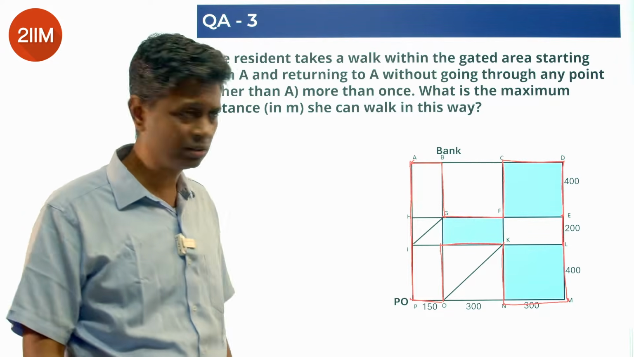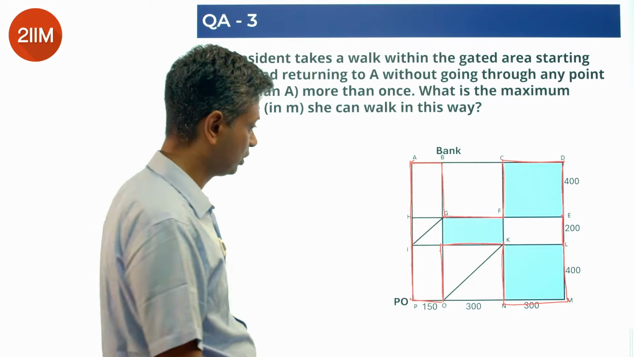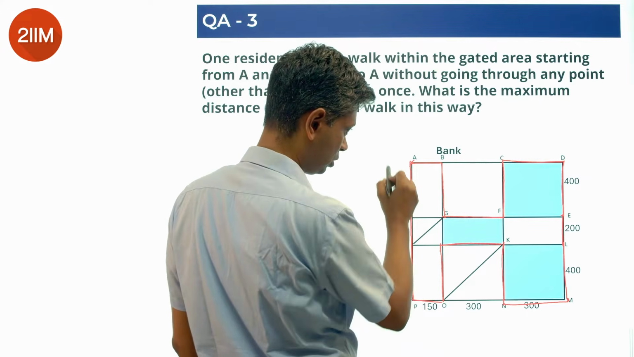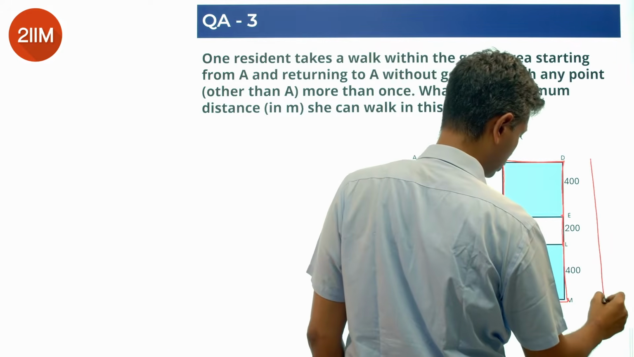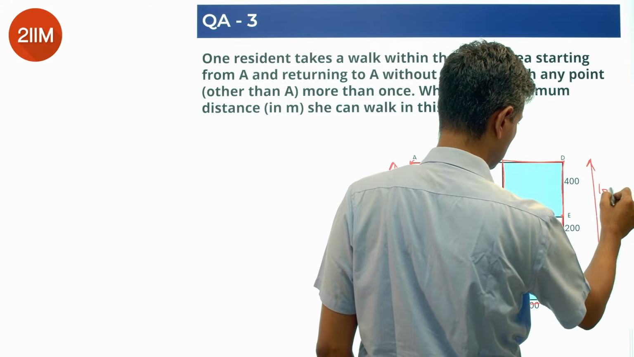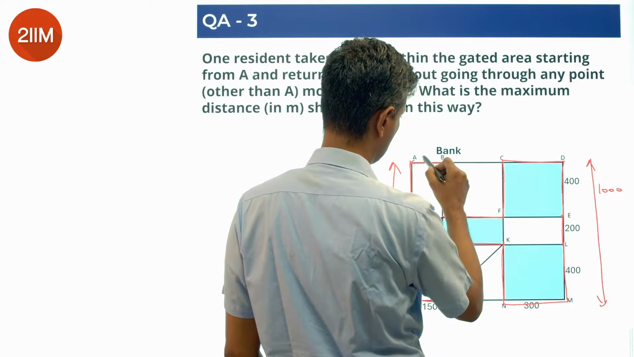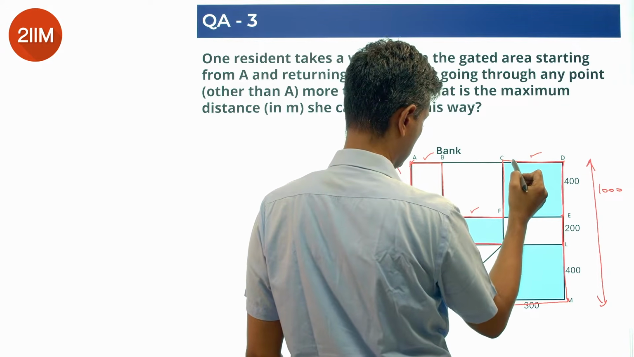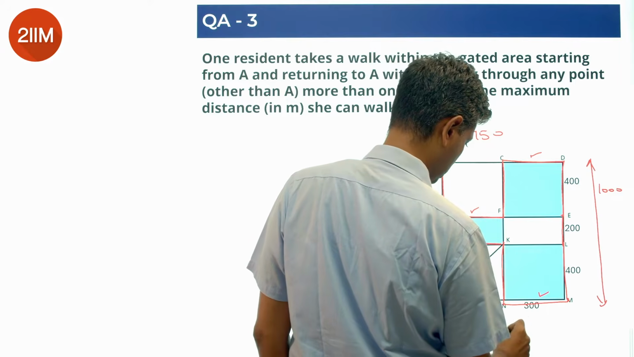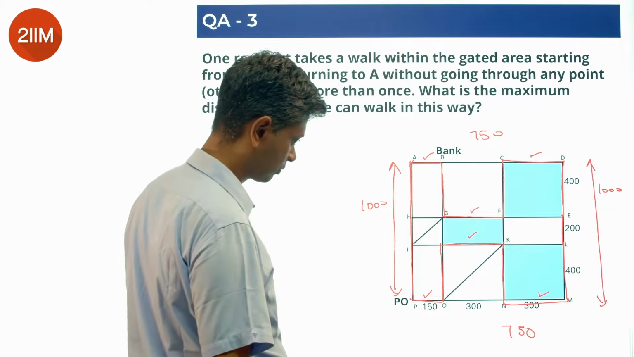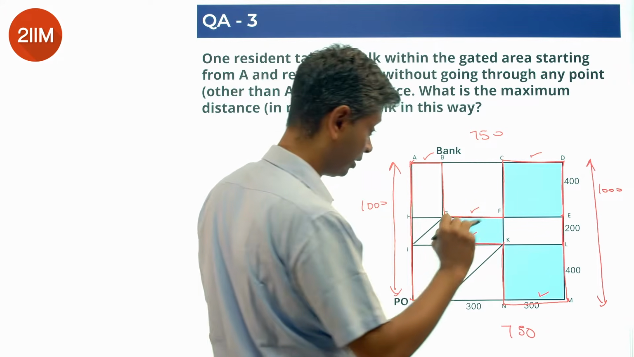I'm going to find the total distance traveled. Then we'll worry about whether this is the best way or can we do more than this. So this is 1000. Likewise, this side is 1000. This and this together add up to 750. This together adds up to 750. So 750 plus 750, 1000 plus 1000, they are in.